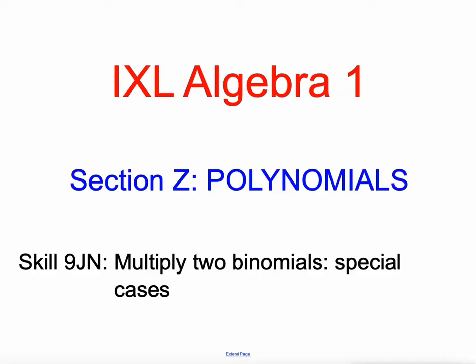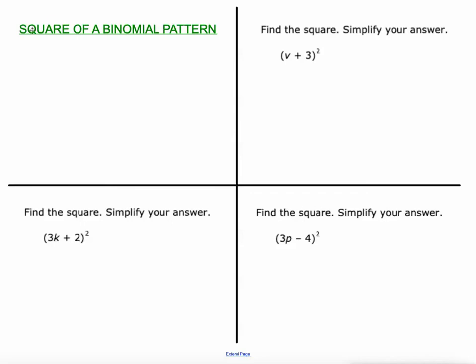In my last lesson, I taught you how to multiply two binomials. Today we're going to do the same thing, but identify a couple special cases. First one of those cases is called the square of a binomial pattern.